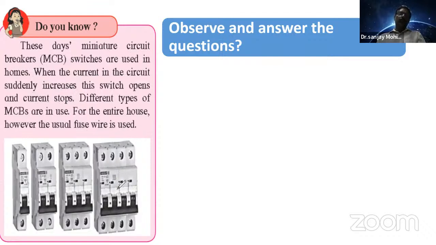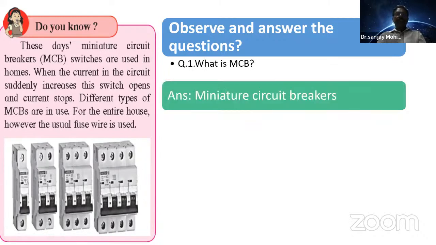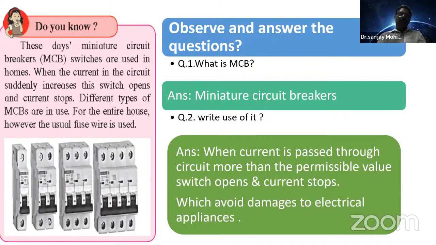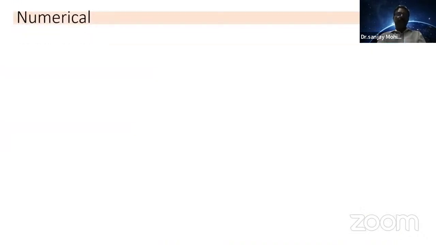Now, when more than the permissible value of current is passed, the trigger will come down, and the circuit will break and the current stops. Here we can lift up the trigger, and again the circuit can be started. So what types of questions may be asked on the topic? What is MCB? Miniature circuit breaker. What is the use of it? The use is the same as the principle I explained to you, and to avoid damage to the electrical circuit.